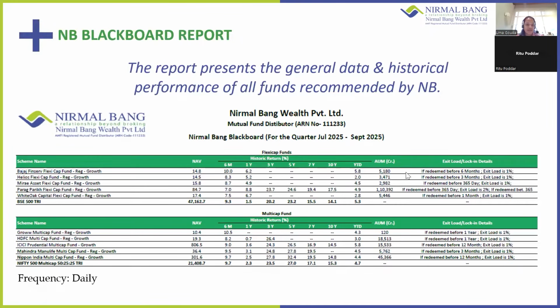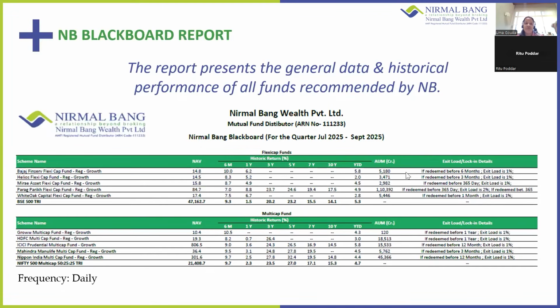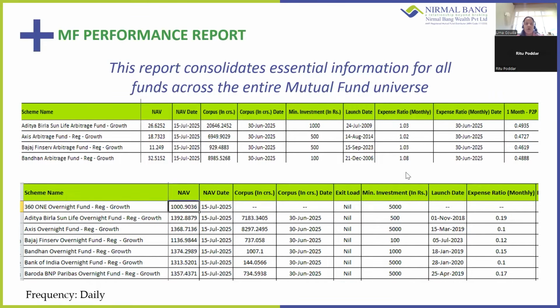The next report that we have is the MF performance report. Again, daily, early in the morning, two reports are sent under the MF performance report. The first one is the equity report and the other one is the debt report. In the MF Blackboard report, all the funds that we recommend are mentioned, and in the MF performance report, all the funds in the universe are mentioned.